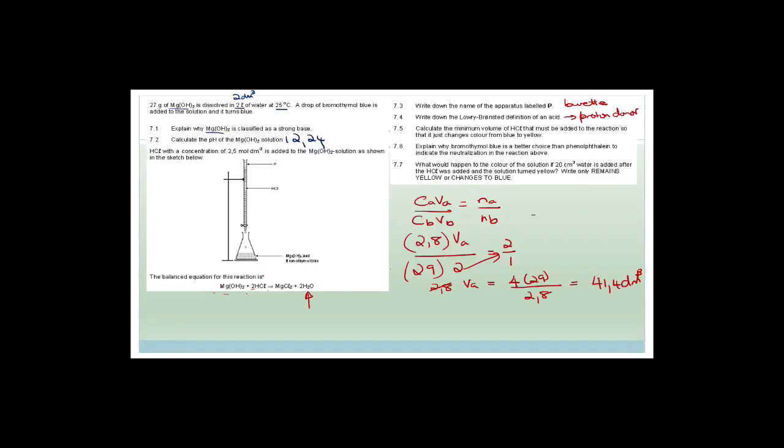Okay. But you'll notice that this is not a reversible reaction. It is a one-way reaction. So adding water is not going to change anything to the reaction. It's going to remain yellow.